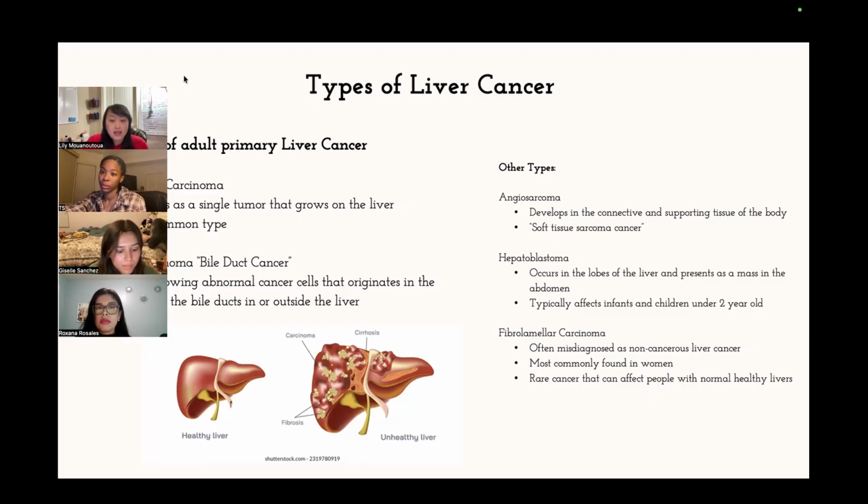And lastly, we have fibrolamellar carcinoma, which is a rare form of liver cancer that typically occurs in young adults, more often in women who have no history of liver disease. It sometimes is mistaken for a benign liver tumor due to its slow growth, but can still spread to other organs.